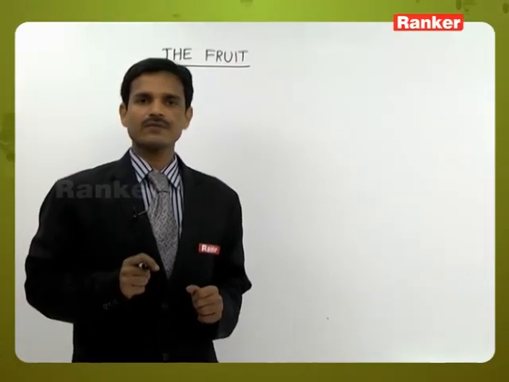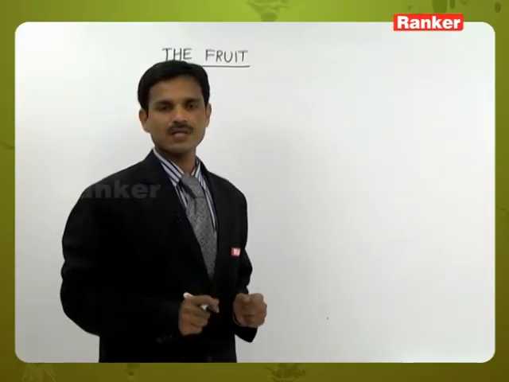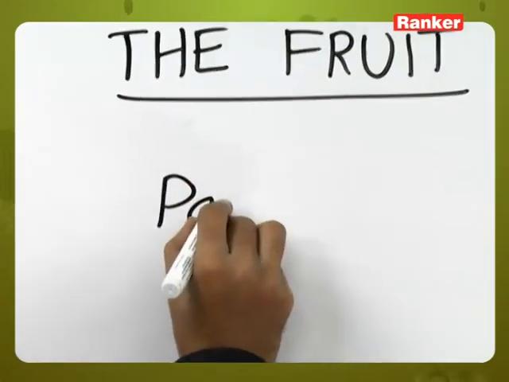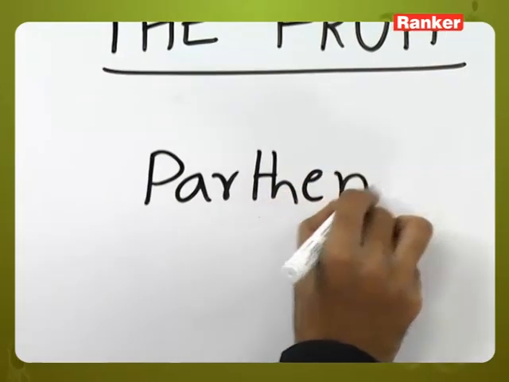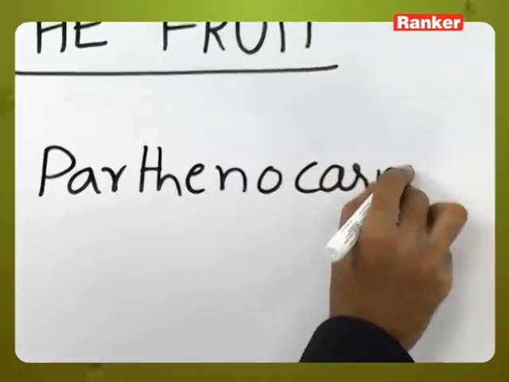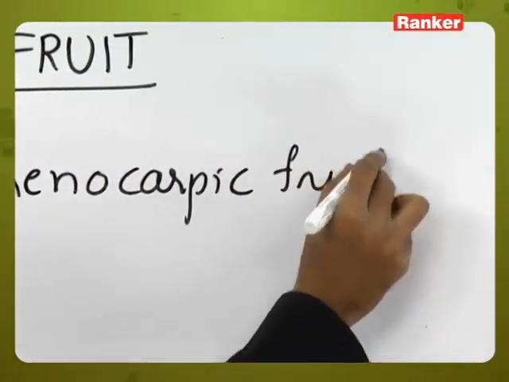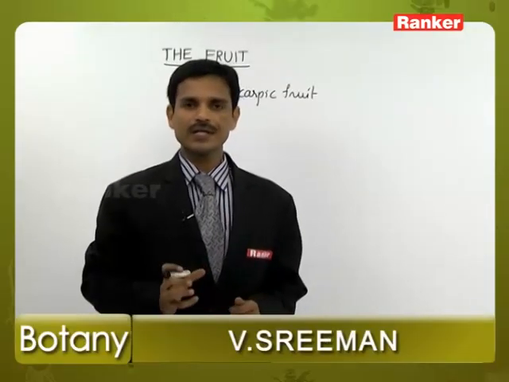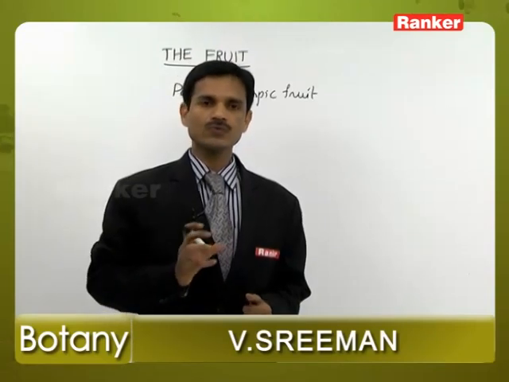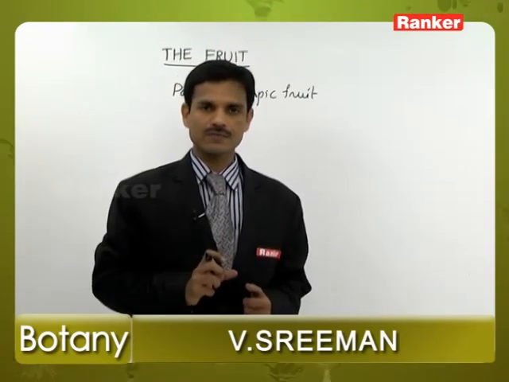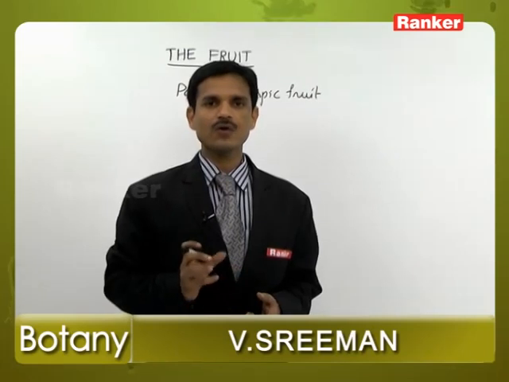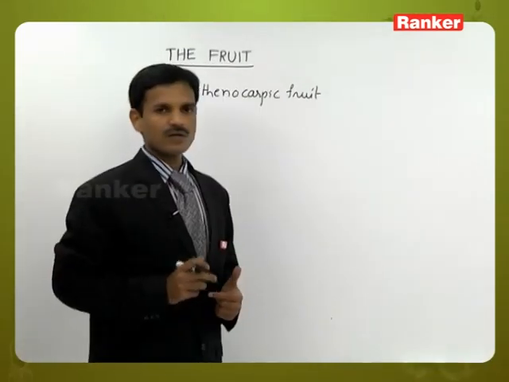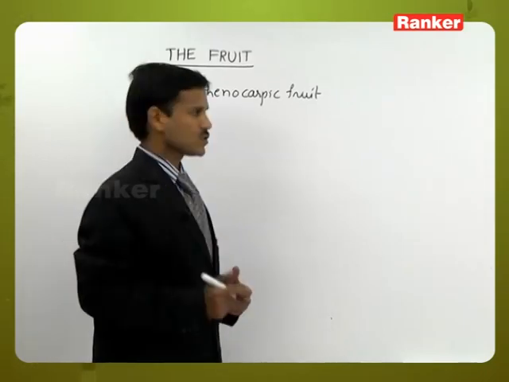Here, fruits are of different types. First one is parthenocarpic fruit. So, what is parthenocarpic fruit? Generally, the ovary develops into fruit after fertilization. After pollination and fertilization, the ovary develops into fruit. But here, without fertilization, the ovary develops into fruit.